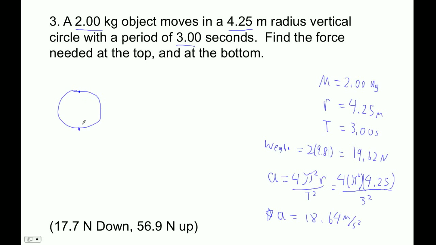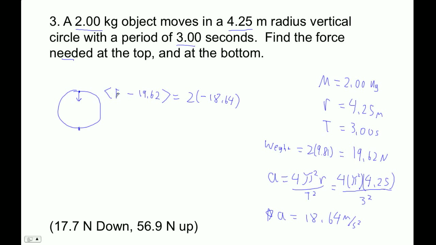Okay, so now we're set. Now we can set up this whole thing. This thing is spinning around in the circle. At the top, there's 2 forces acting on it. There's the force needed, the mysterious force, which could be on a string or a rod or something like that. So we've got the unknown force minus the weight, which is 19.62, and that equals 2 times this acceleration. Only at the top, you're accelerating toward the center, which is down. So we go negative 18.64.